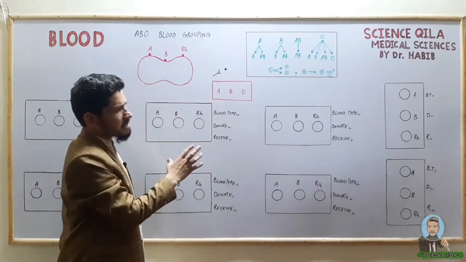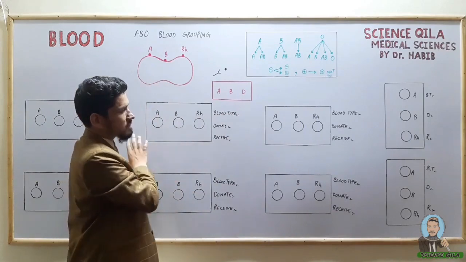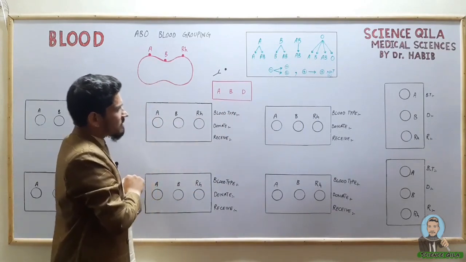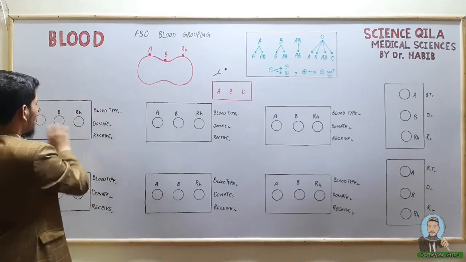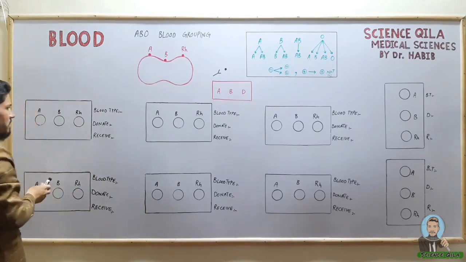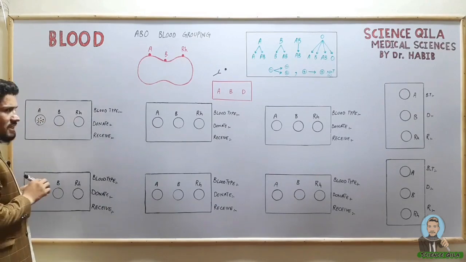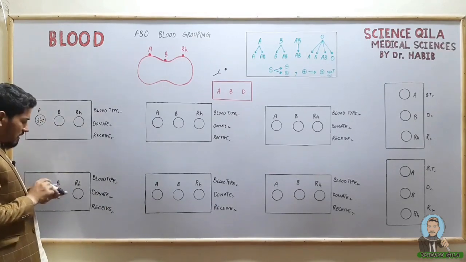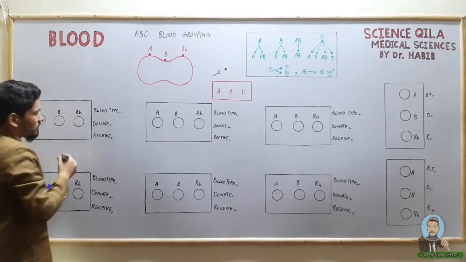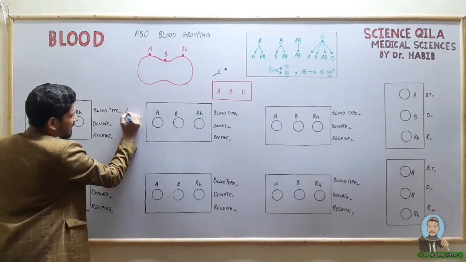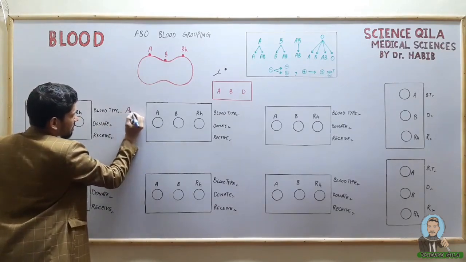So this is very, very important to keep in mind before starting the overall topic. Let's start from the very first example over here. Let's suppose there is agglutination on A. It means antigen A is present on the surface of RBC. So if the antigen is present, we'll say that the blood type is A.